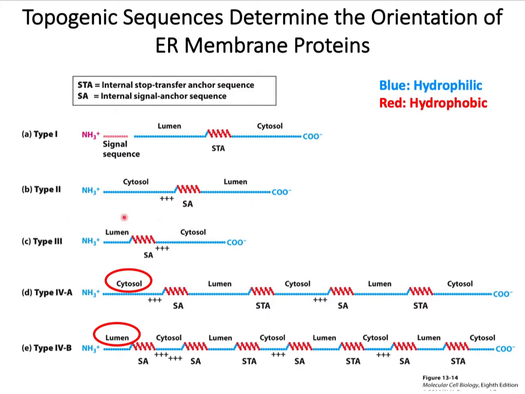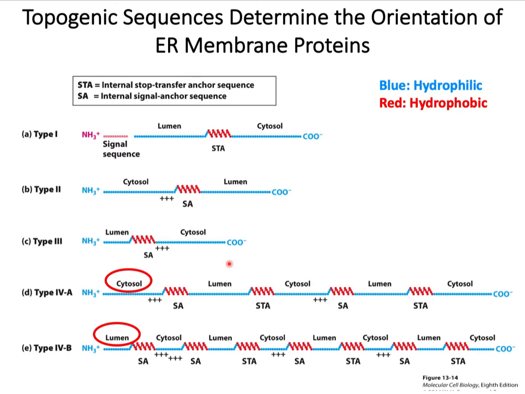Type 3 also contains a single internal signal anchor sequence, but the orientation depends on the high density of positively charged amino acids on the opposite side, the C-terminal side of the SA sequence. So what happens here is that the N-terminal ends up in the lumen, unlike type 2, and the C-terminal ends up in the cytosol. So just this crisscross, this was here, this was here. Small changes are making a difference.